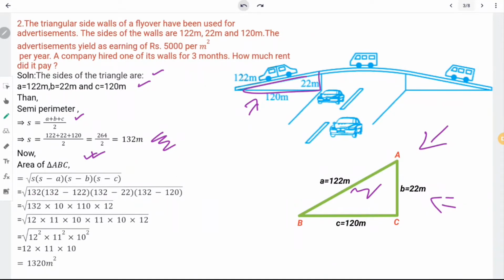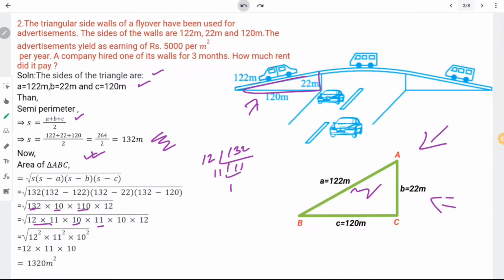Now let's do the subtraction. 132 will be itself, then 132 minus 122 is 10, 132 minus 22 is 110, and 132 minus 120 gives us 12. Like our previous question, we'll try to find the factors. For 132, I can take 12 ones, 12 ones, and 11 one time, so 132 can be written as 12 into 11. 10, just leave it. Then 110 can be written as 11 into 10, and this 12 also we leave as it is.